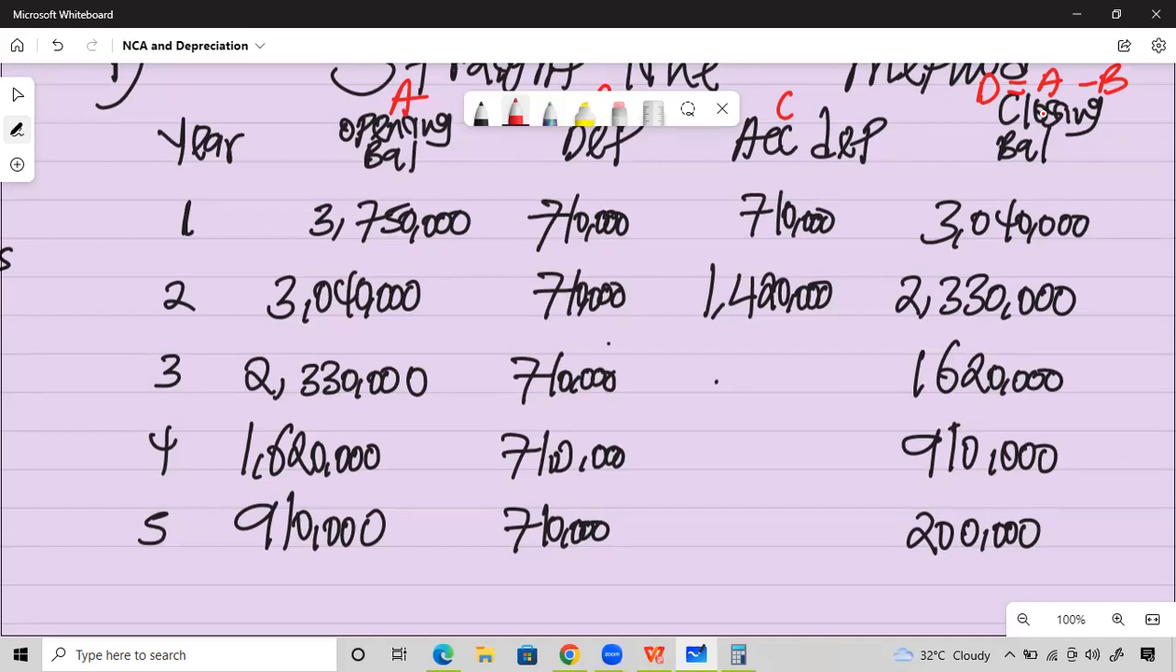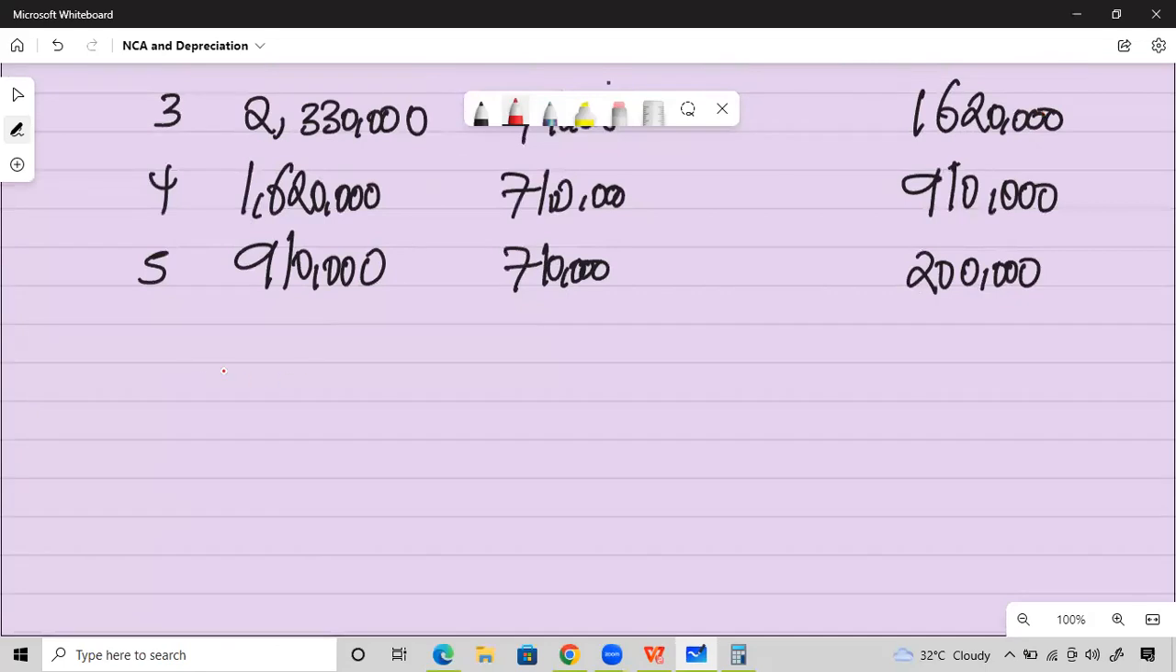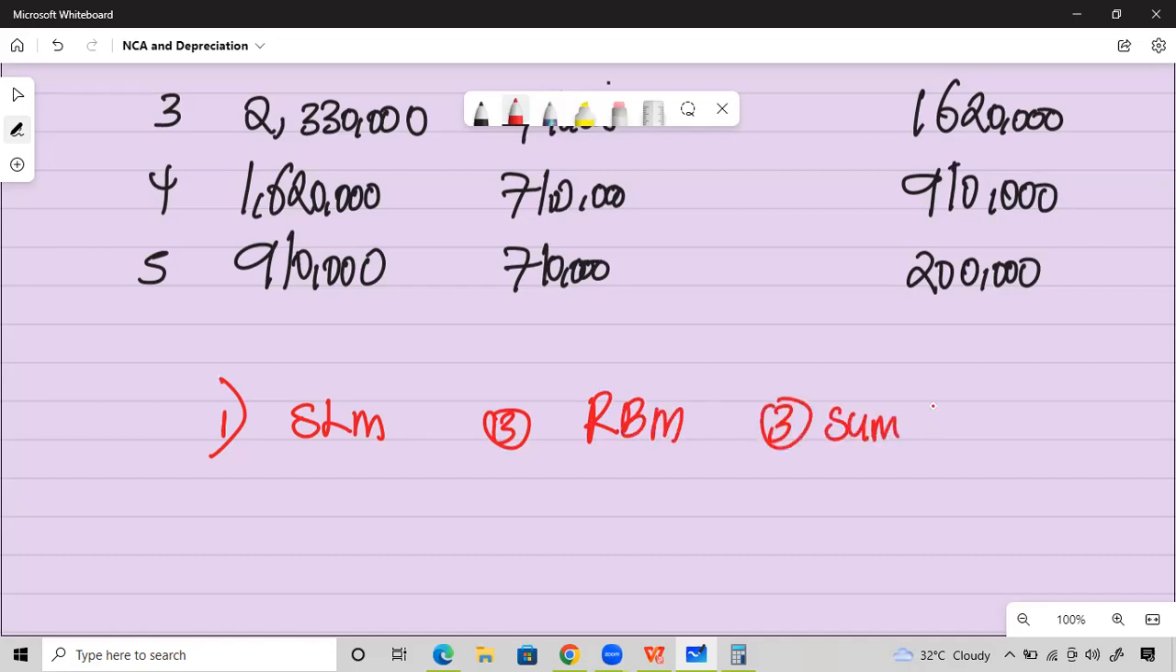So basically, these are the three methods that we have in accordance with our syllabus: the straight line method, the reducing balance method, and we also have the sum of the year digits method. Okay.